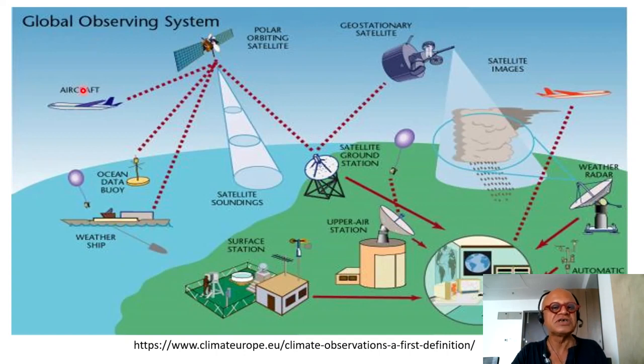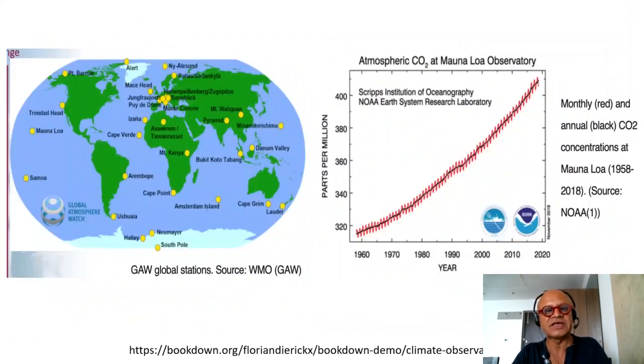But nonetheless, you see here there are aircrafts, there are satellites, there are ocean data buoys, there are ships, weather ships, and satellite soundings, polar orbiting, geostationary and satellite images, ground stations that help you track satellites and convert satellite observations into data. Upper air stations, there are radiosondes, balloons, surface stations, and so on, weather radars, automatic stations, etc., etc.